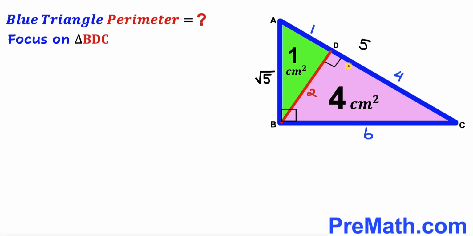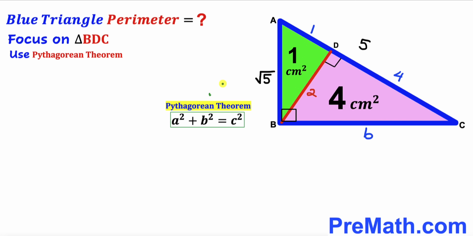And now we are going to focus on this purple shaded triangle BDC, and we are going to apply the Pythagorean theorem on this triangle as well. And here's our Pythagorean theorem once again: a square plus b square equals c square. And in our case, our hypotenuse is b, whereas our two other legs are 2 and 4. Let's go ahead and fill in the blanks in this formula. So we got 2 square plus 4 square equals b square.